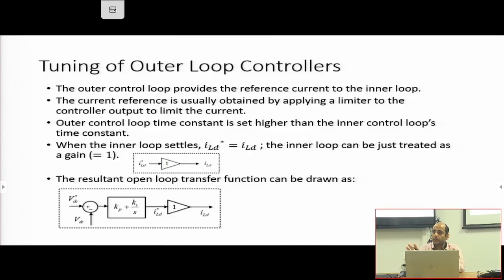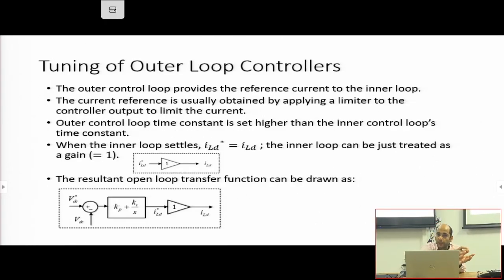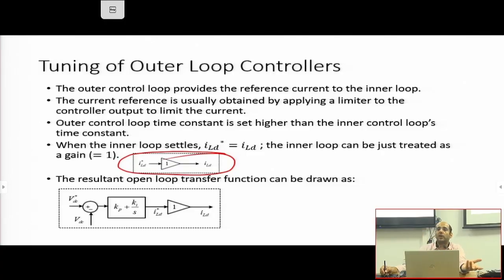So when you are designing the inner part, we have already seen how we design. Now when we talk about the outer part, we say that the inner loop is already settled by now. Already settled means what? Whatever current reference is given, that current is achieved. That means my reference is equal to actual. That means the relation between reference and actual is just a multiplication of gain 1. And therefore, when you design that way, you can make it like this. The reference, just a gain 1, becomes your output.